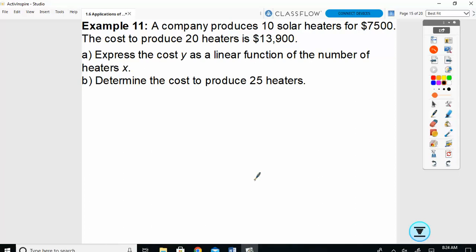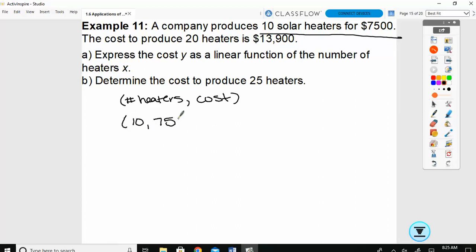So you can just use the 2 points. Unlike the others, I didn't just give you the one-time thing and the repeated thing. What I gave you are essentially two ordered pairs. x is the number of heaters, and y is the cost. So, 10 heaters cost 7,500. 20 heaters cost 13,900. But we know how to write the equation of a line, so if I had 2 ordered pairs, I can get the equation of my line.